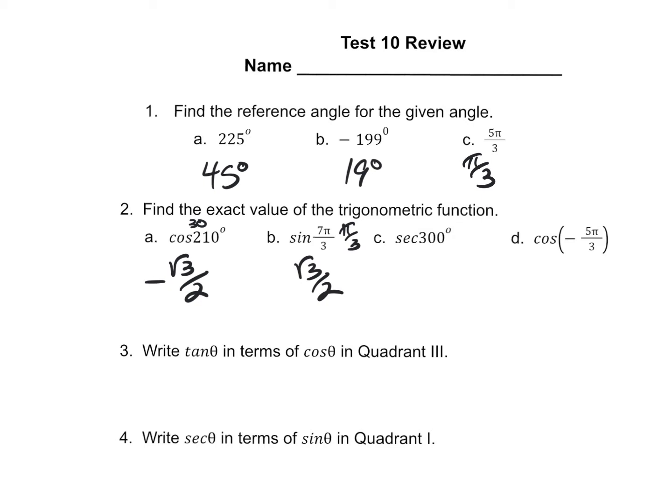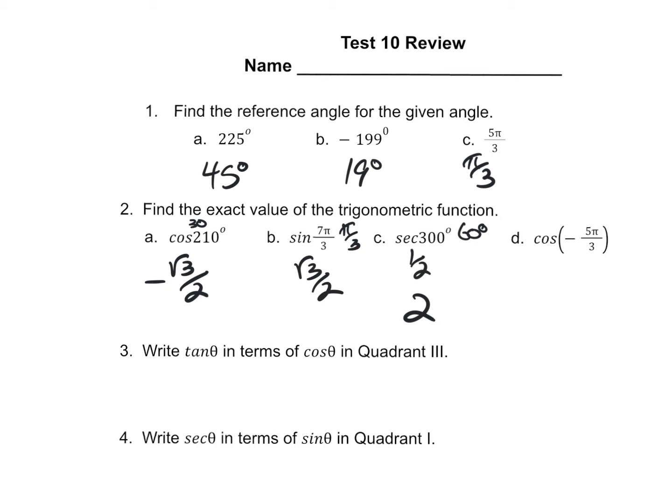Secant 300, 300 is 60 away from 360, which means the reference angle is 60. And I'm doing cosine. Cosine of 60 is a half, which means secant 60 is 2 because it's reciprocal. 300 degrees is in quadrant 4, and because cosine is positive in quadrant 4, so is secant positive in quadrant 4.